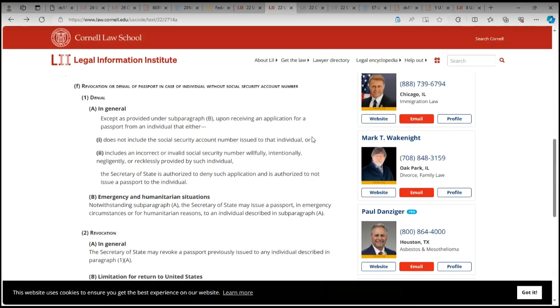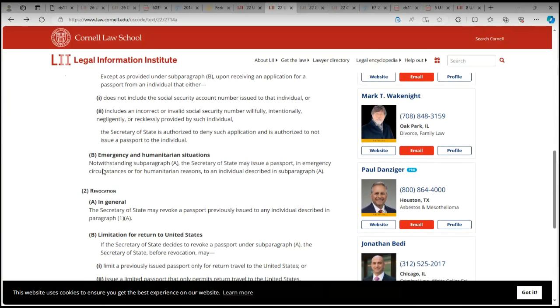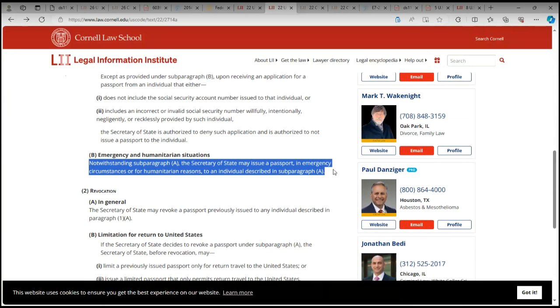So this is an or question. This is an or statement. So they could deny you, right? Revoke or deny a passport if you do not include it, if you were issued, or you included incorrect or invalid, and you did it willfully, intentionally, negligently, or recklessly. The Secretary of State is authorized to deny such application and is authorized not to issue a passport to the individual. And then Part B is, of course, the exception, emergency, and humanitarian reasons.